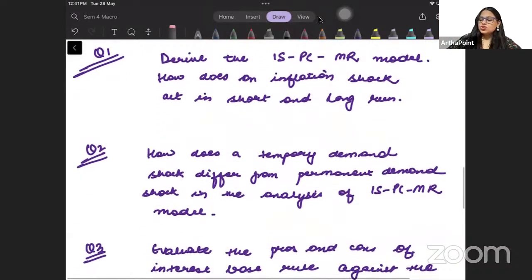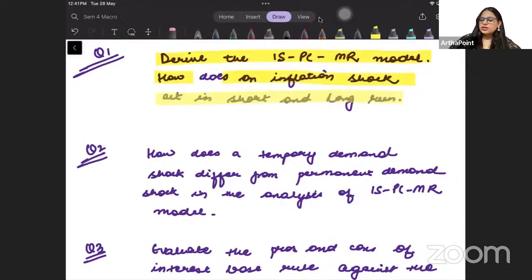Okay. So these are the questions which are important from this chapter. It says derive ISPC-MR model. How is an inflation shock acting in the short run and long run?